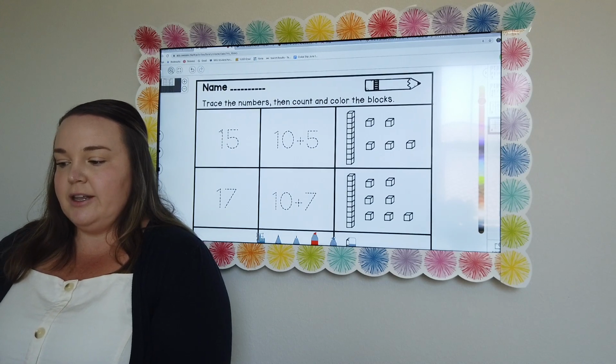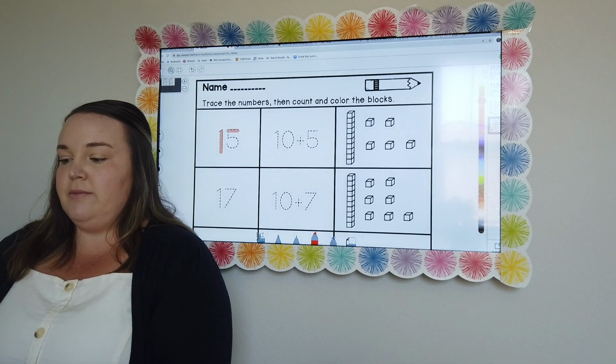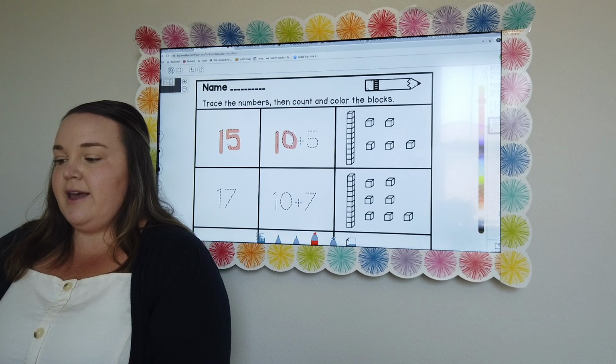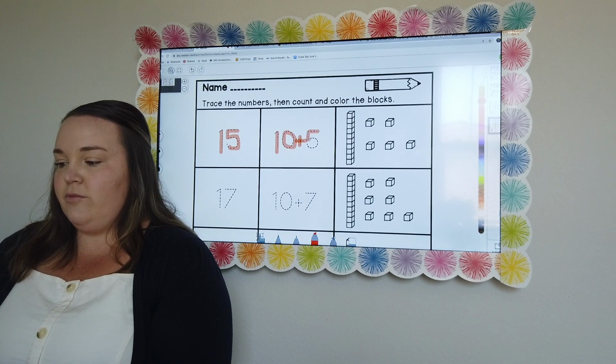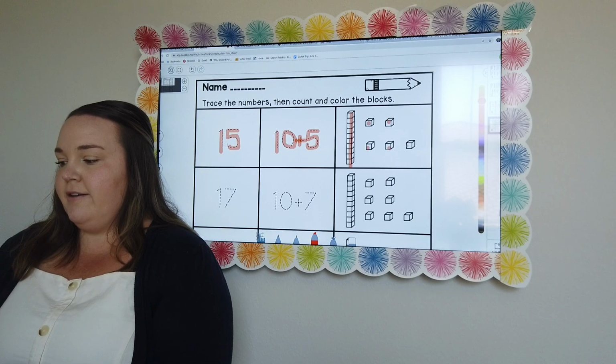It's pretty similar to the last one. We're focusing on those 10s and 1s unit, so we have the number 15. 15 is 10 and 5 more, or you might know that as 10 plus 5, so we know we should have 10 and 5 more. 1, 2, 3, 4, 5.